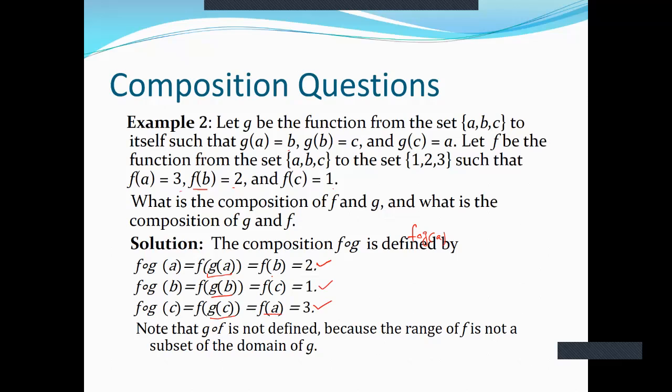Since g of f is not defined, why? Because the range of f is not a subset of the domain of g, right? So the range of f is not a subset of the domain of g. That's why it is mapping to itself, right? A, B, C is mapping to itself with the function g. So we cannot compute g of f, right?